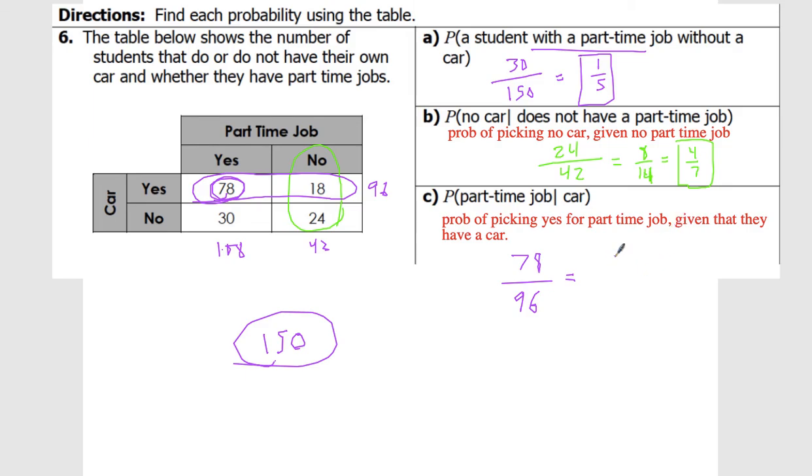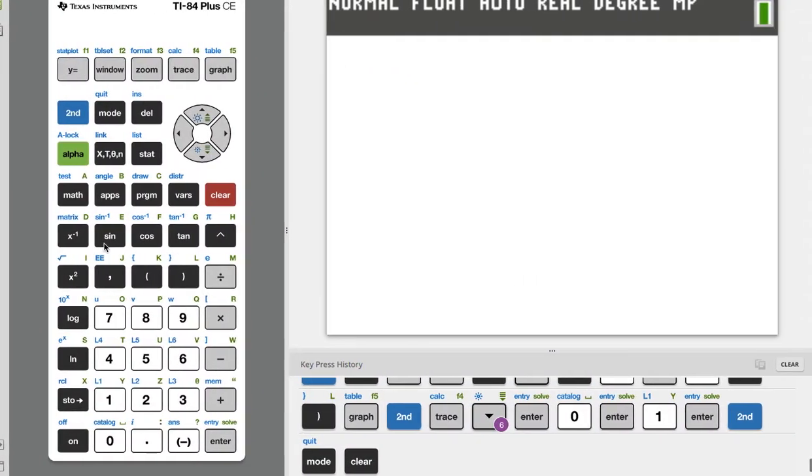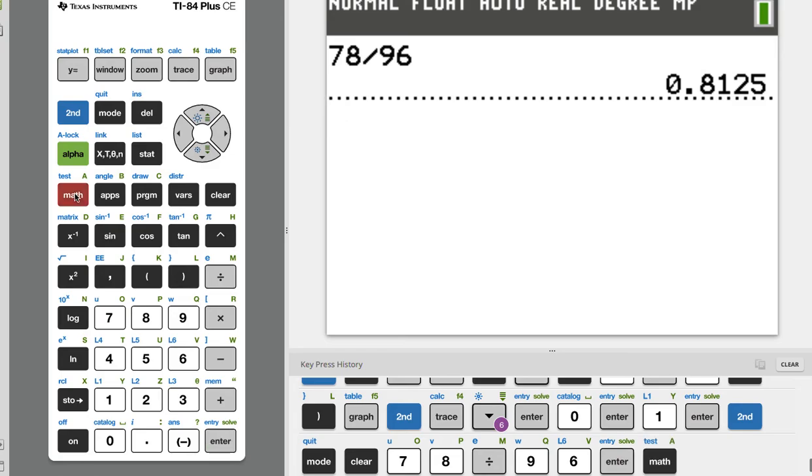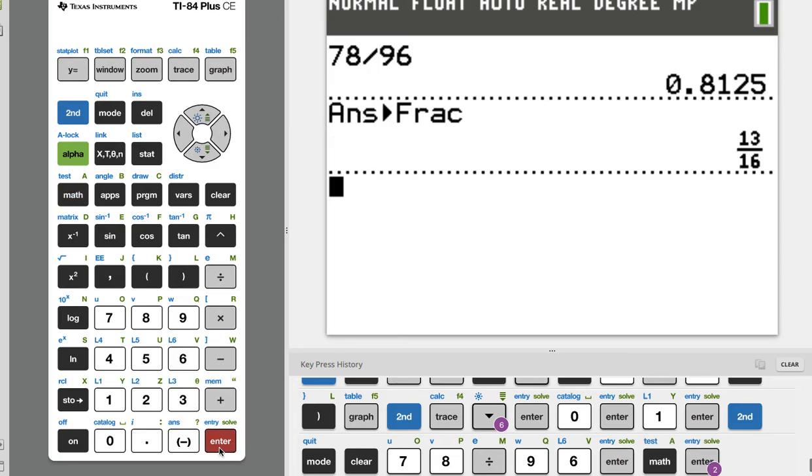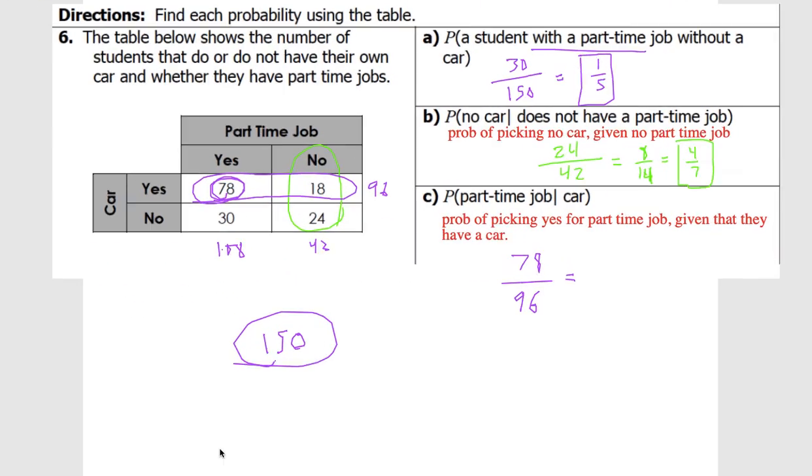And that ends up being 39 out of 48. And I'll show you how to do that on the calculator, actually. So on the calculator, we can do 78 out of 96 and hit math, enter, enter. So math frac. 13 out of 16. Both divisible by 6.